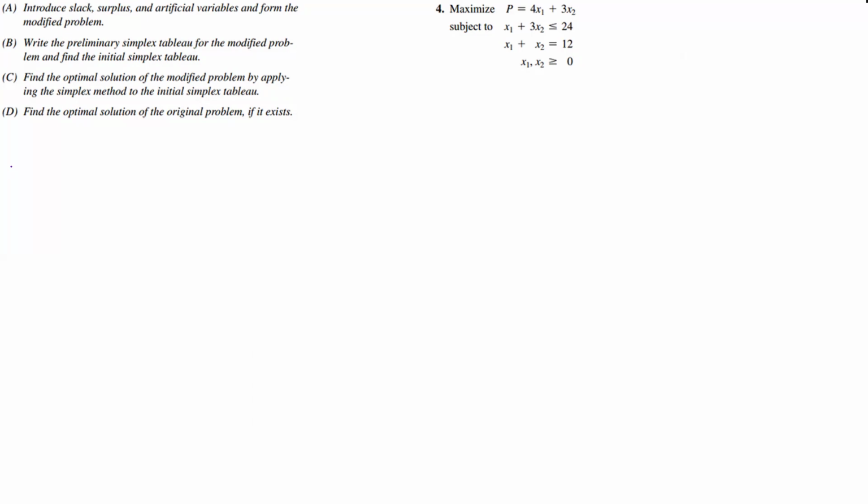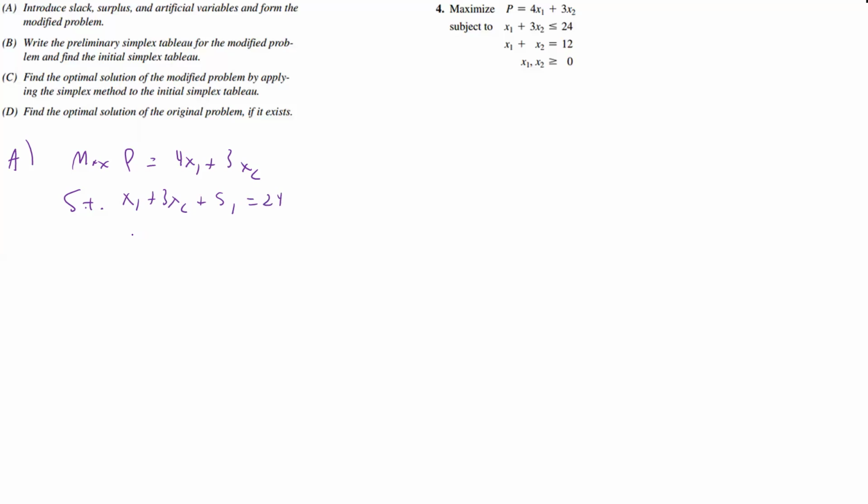So for part A, we're going to maximize P equals 4x1 plus 3x2. Now we're going to add some more stuff here when we start adding the artificial variables, but for now we'll just say subject to. Now we're going to say x1 plus 3x2. With less than or equal to, we're going to add a slack, so we have s1, and that's equal to 24.